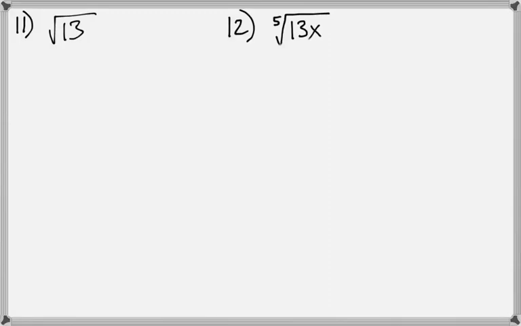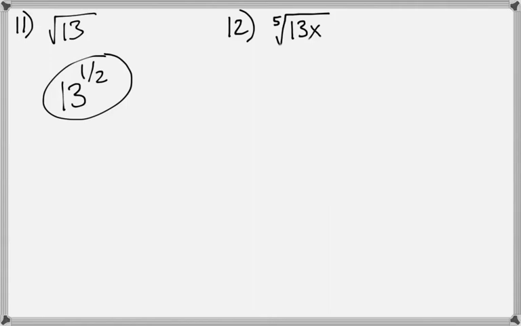The next part wants us to rewrite each expression with rational exponents, and then simplify if possible. So the square root of 13, I can rewrite that with a rational exponent if I write it as 13 to the 1/2 power. So saying the square root of 13 and saying 13 to the 1/2 power, they mean the same thing, they're just two different forms of expressing it.